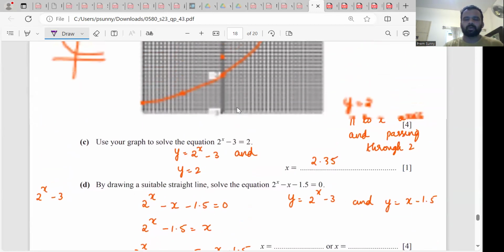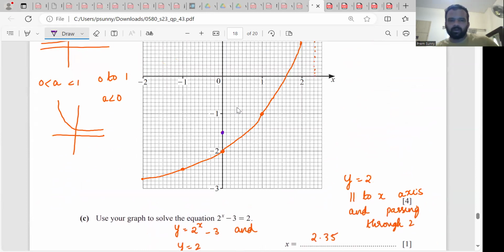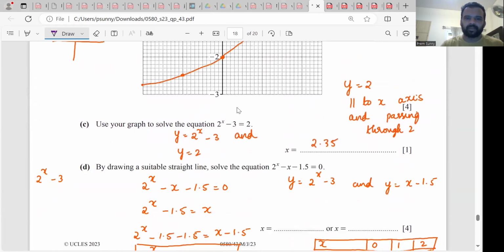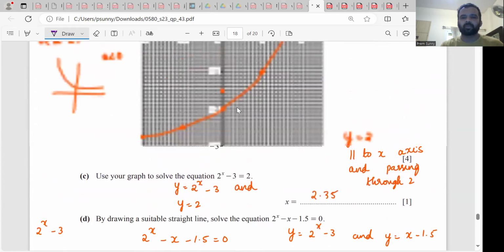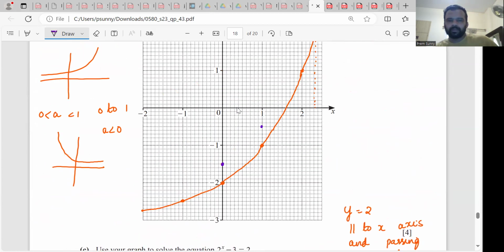1 comma minus 0.5. So 1 comma minus 0.5 will be 1 on the x-axis, minus 0.5 on the y-axis. 0.1, 0.2, 0.3, 0.4, 0.5. This is minus 1 and 1 and minus 0.5. Then finally, we need 2 and 0.5. 2, 0.1, 0.2, 0.3, 0.4, 0.5.